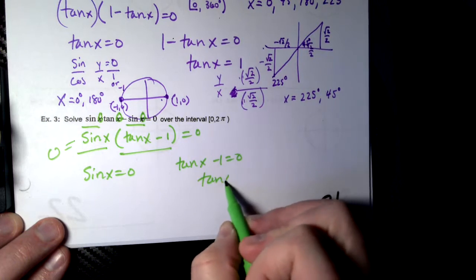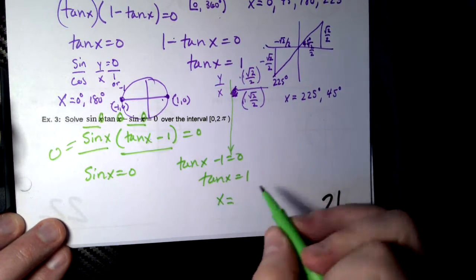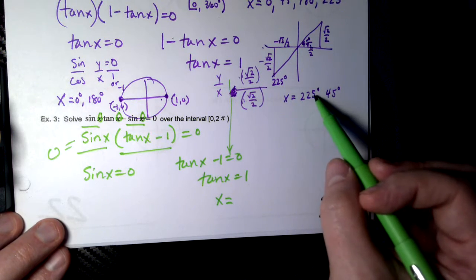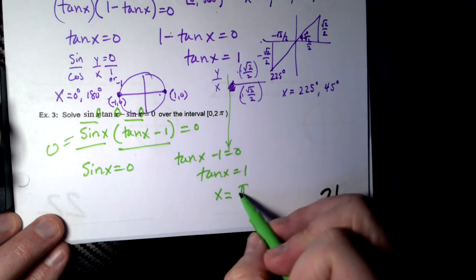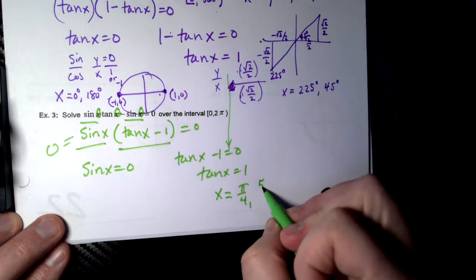We just did this problem up above. From above, I know x is going to equal 45 and 225 degrees, in radians pi over 4 and 5 pi over 4.